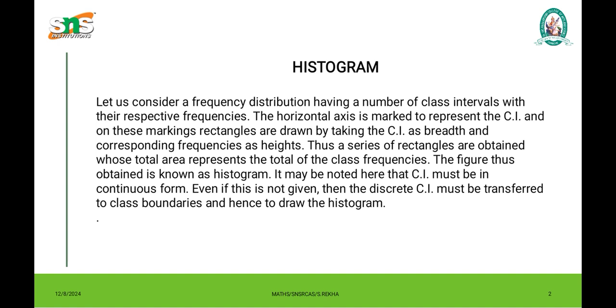A series of rectangles is obtained, based on the total of the class frequency. This figure is known as a histogram, and it may be noted that the class intervals should be in a continuous form. Then the discrete class intervals may be transferred to class boundaries, and hence we draw the histogram. So a histogram can be represented in the form of a continuous axis.